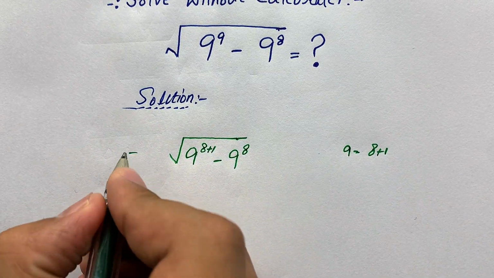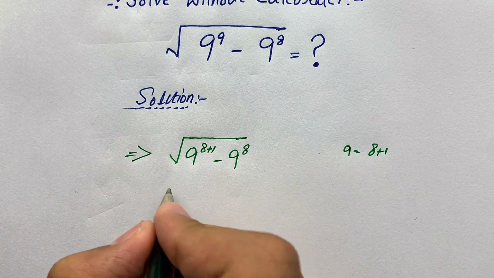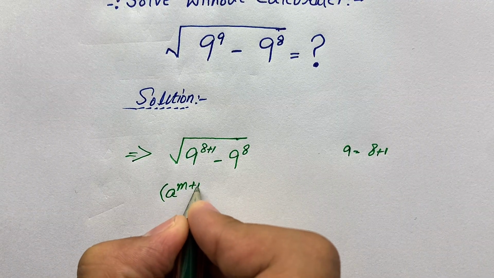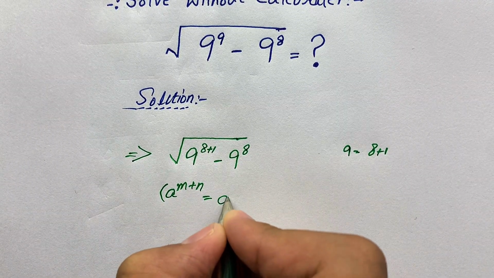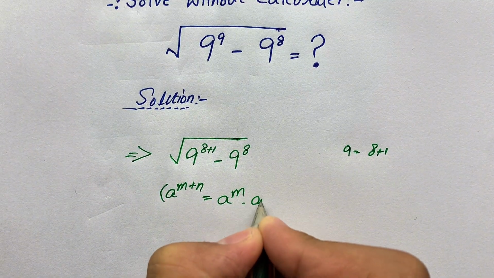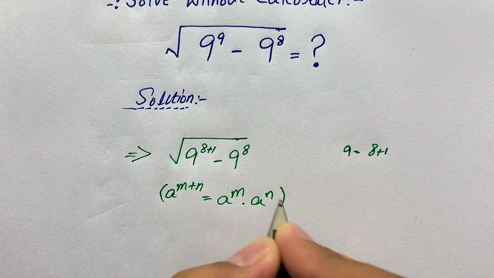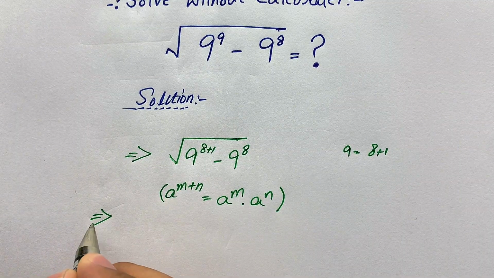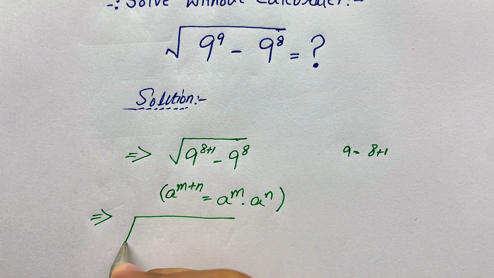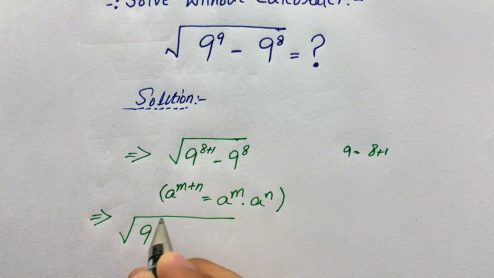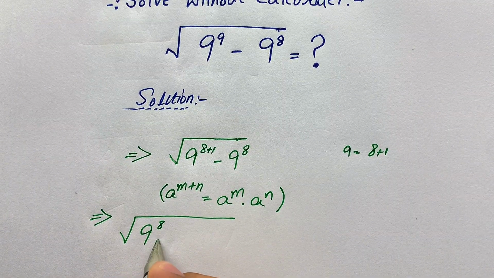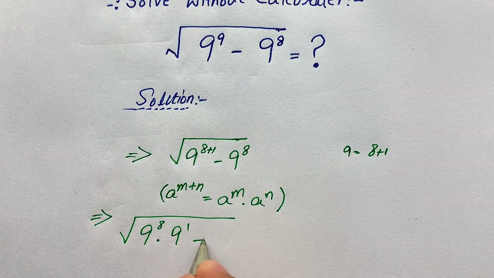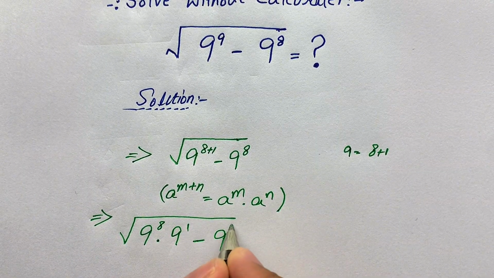So in the next step we use this formula: n to the power m plus n is equal to n to the power m into n to the power n. After applying this formula, we get 9 to the power 8 into 9 to the power 1 minus 9 to the power 8.